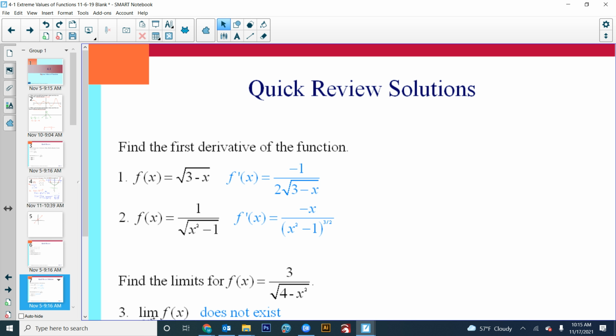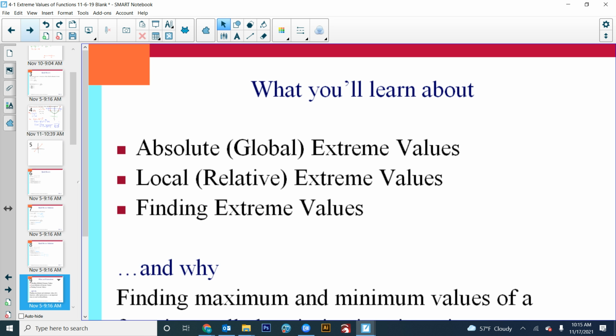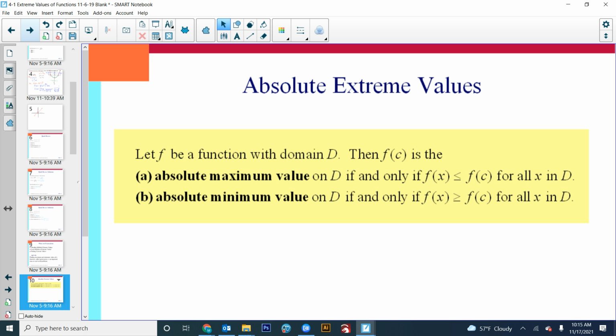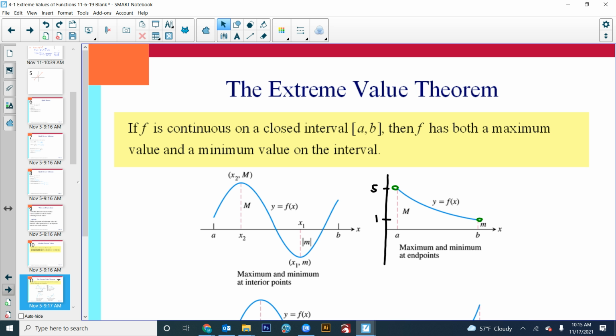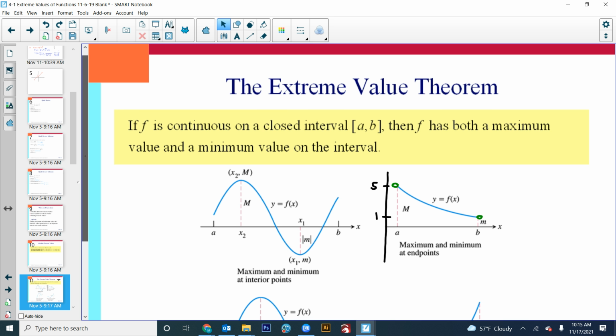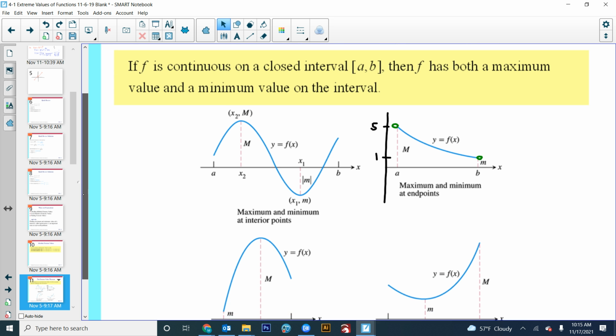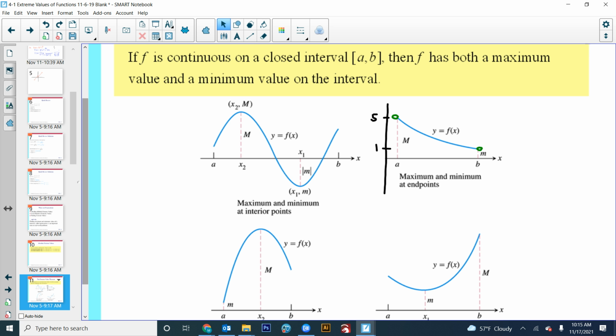All right, big idea. Our extreme values. There's going to be an absolute maximum value or an absolute minimum value on a closed domain, if the function is continuous. Awesome. The extreme value theorem, which you wrote down from the AP Daily video, right? This is just a visual of that.